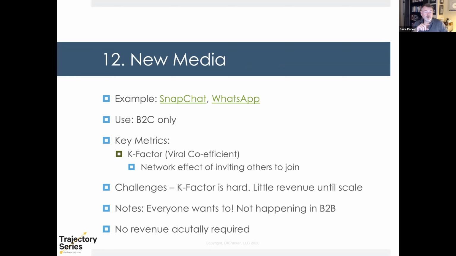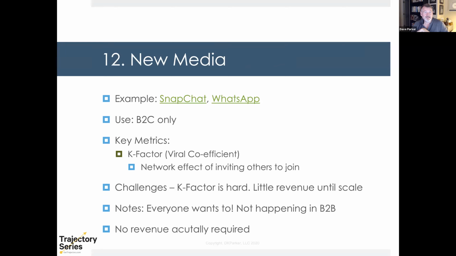New media versus old media. So think Snap versus Mashable, right? The new media model in WhatsApp or Snap is B2C only. This is the one when somebody says, we're going to go viral. This is what they mean. Viral is what's called K-factor. It's the viral coefficient. Sadly, a year and a half ago, now people understand what it is.